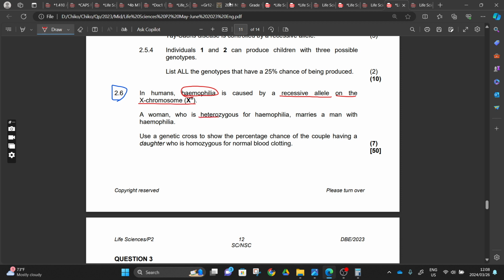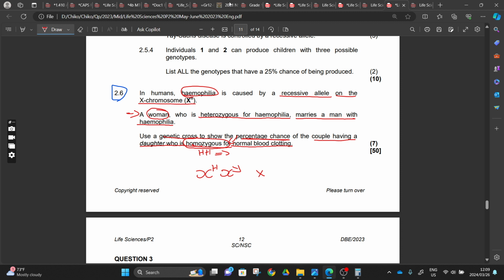A woman who is heterozygous for hemophilia marries a man with hemophilia. Use a genetic cross to show the percentage chances of the couple having a daughter who is homozygous for normal blood clotting. So we want someone who will be like this. So let's do a cross proving this, or having a percentage for something like this. A heterozygous woman, it's sex-linked, don't forget, it's heterozygous H and Y. I told you that this book said we can start with a female and then follow with a male. But now I will advise you guys to start with the information that you were given first.